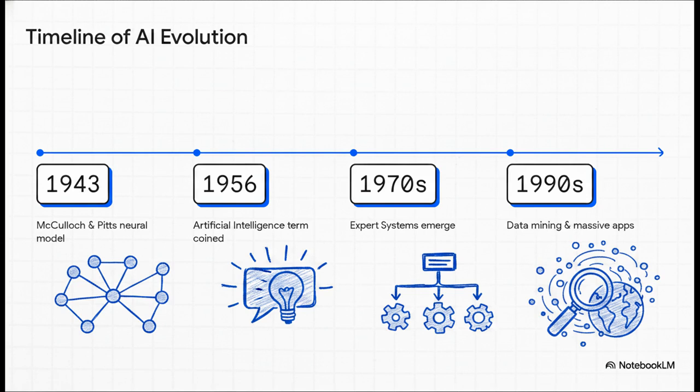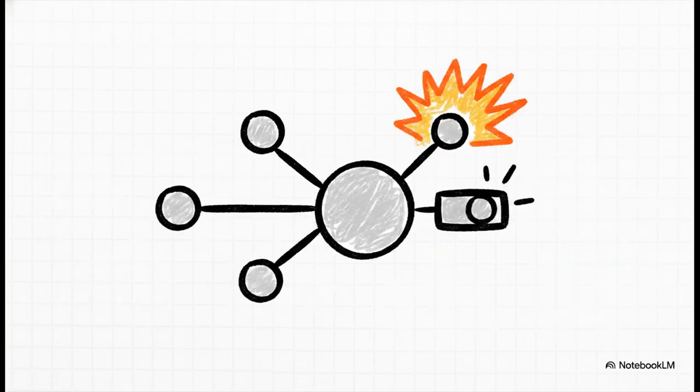Let's break these down. The whole story really kicks off in 1943. Two researchers, Warren McCulloch and Walter Pitts, came up with the very first artificial neuron model. They gave these fake neurons super simple on and off states, basically like little biological light switches. But the real magic happened when they realized that networks of these simple switches actually had the capacity to learn.